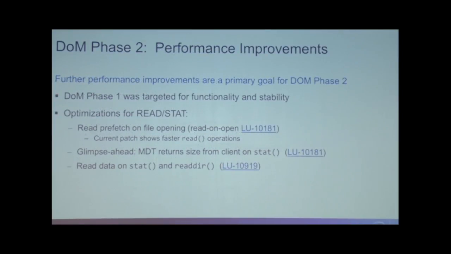Now, in terms of performance improvements that we're already thinking about, they all take advantage of the fact that the data is resident there with the metadata as well. The first one is what we call read on open. Read on open basically does a read prefetch on file open, so you get the data on file open. This is a mature patch already in flight, and if you go to LU10181, you'll see that patch there, and those that are up for it may test with that patch. It shows increased performance in our early testing of the patch. But that patch is fairly mature and very far along.